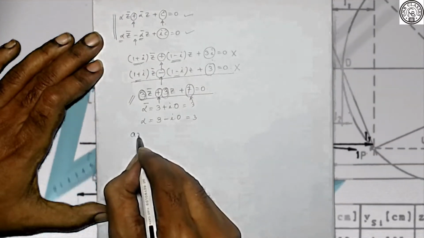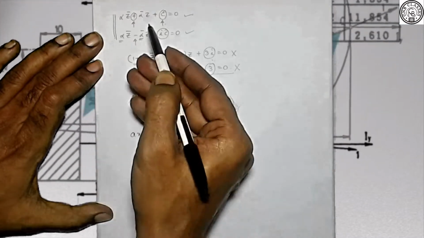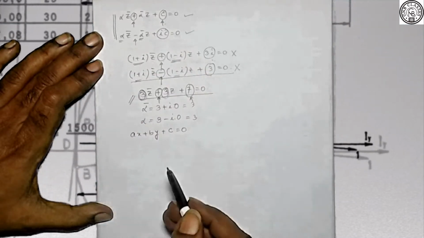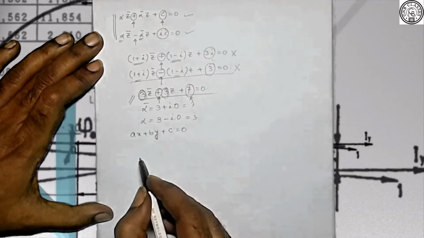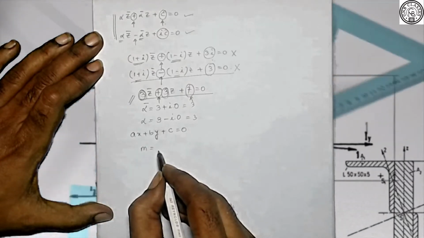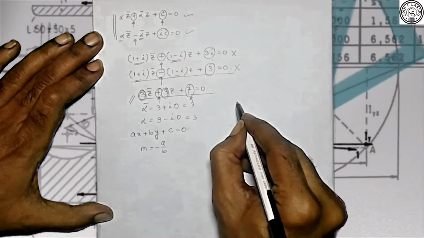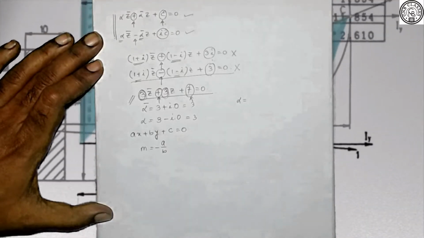Now in the Cartesian form of a straight line, we know that ax plus by plus c equals to 0. We have derived those equations from this Cartesian form itself. So what is the slope of this line? The slope of this line will be minus a by b. Yes. Now can you please remember what is your alpha that we have assumed?